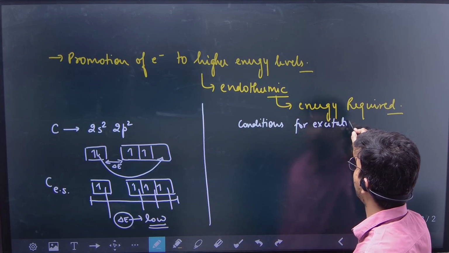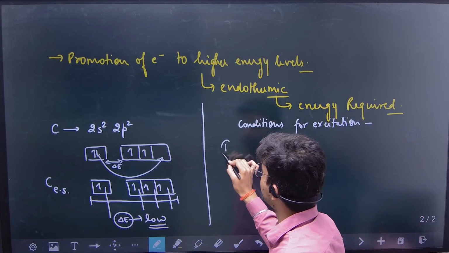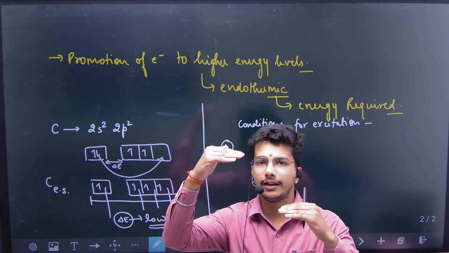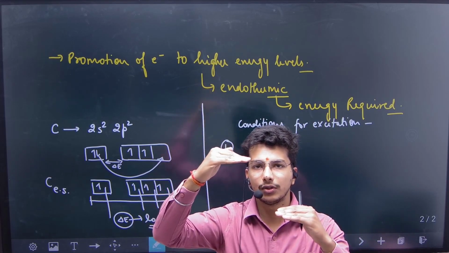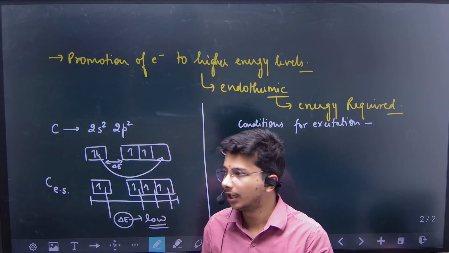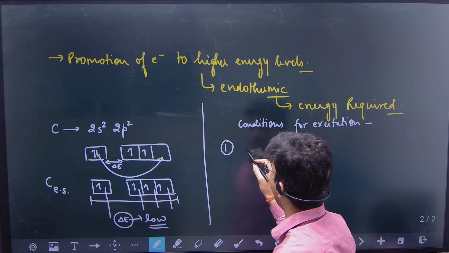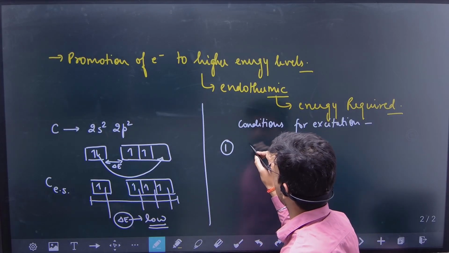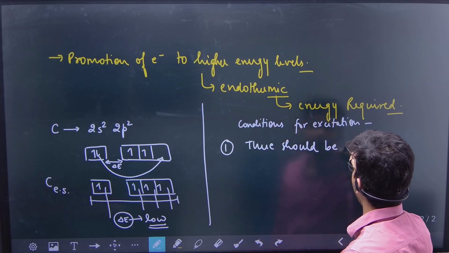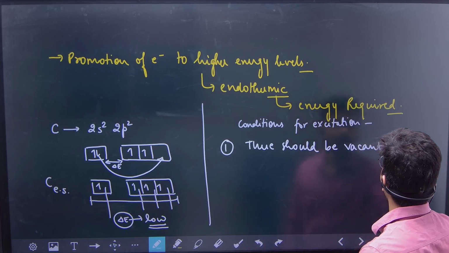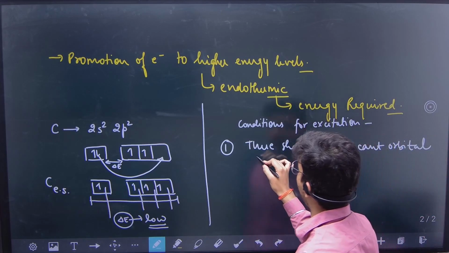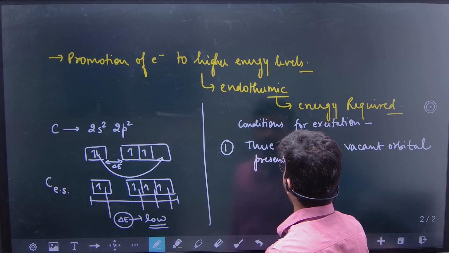What are the two conditions for excitation? First, there should be a vacant orbital, no? At a higher energy level there should be an orbital so that the electron can go. Okay, if there is no orbital here, the electron cannot go. So that's why the first and foremost condition for excitation is there should be a vacant orbital present at higher energy level.